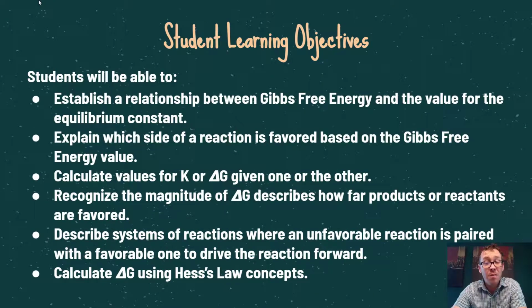So hopefully we've met all of the student learning objectives for this video. Remember, we can directly correlate Gibbs free energy with the value for K, and we can calculate delta G using Hess's law concepts by coupling an unfavorable reaction with one that is thermodynamically favorable to make the entire reaction thermodynamically favorable.